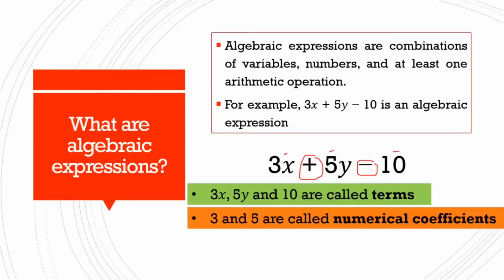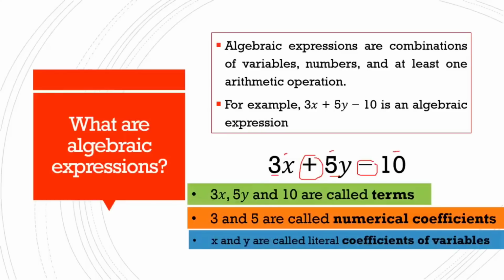Another one, 3 and 5 are called numerical coefficients. So we have number 3 here and number 5. Later on, we will define those terms. Then x and y are called literal coefficients of variables. We have here the x and the y. And lastly, negative 10 is called a constant.